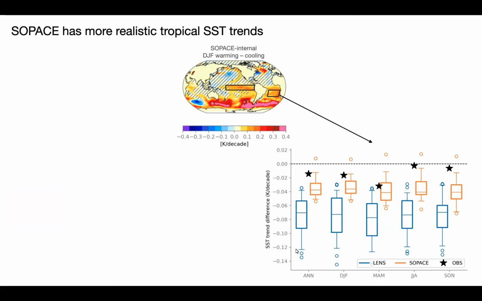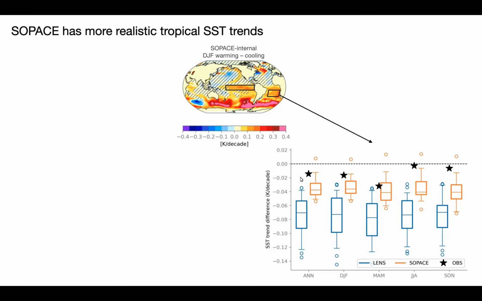And we can compare the large ensemble, which is shown in blue, and the SO pace, so the Southern Ocean pacemaker, in orange. And I'm showing the comparison for the annual mean as well as each season. So now observation is shown as a star.